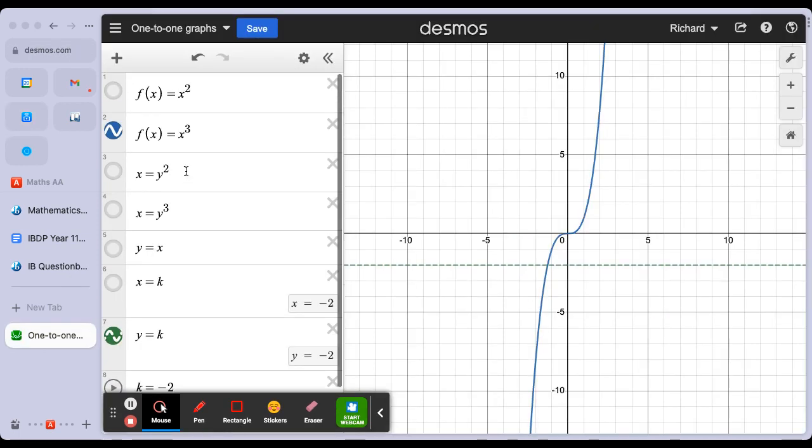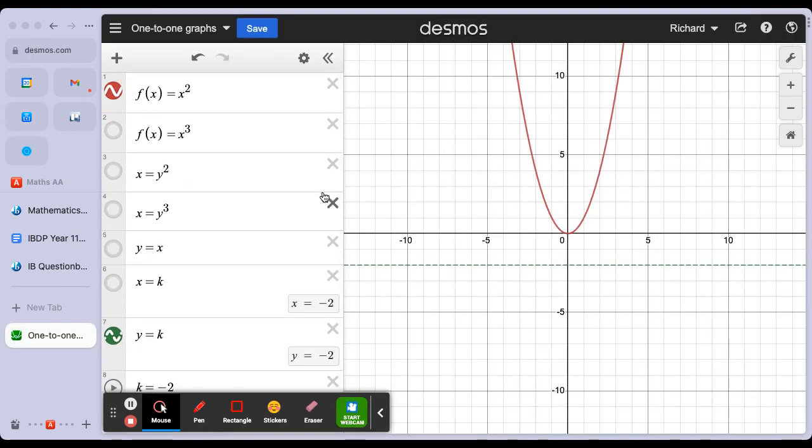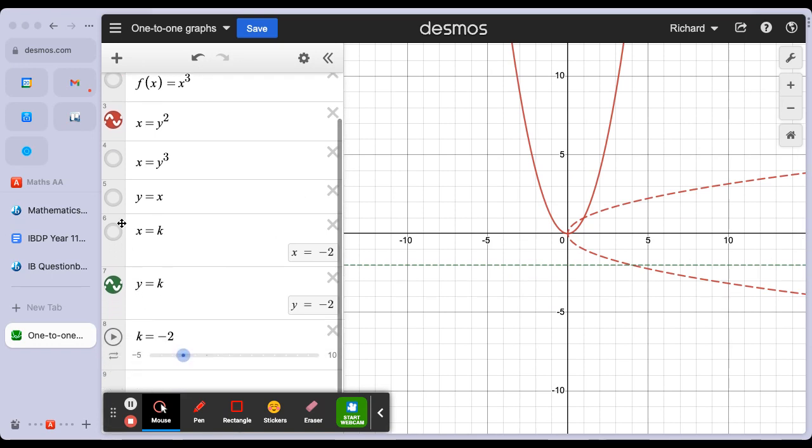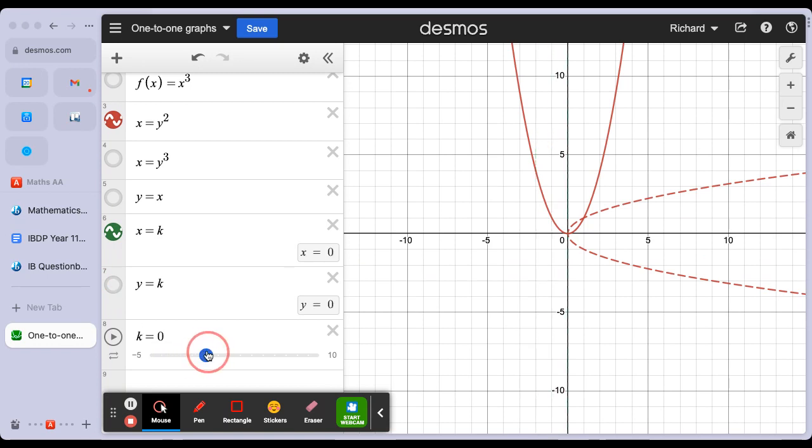So if I look at f of x equals x squared here, and now look at its inverse, and don't worry about how I worked it out, we'll look at it in a second, but it might make sense to you anyway. We can see that its inverse, although it exists, is not a function. It's a relation. So the inverse exists, strictly speaking, but the inverse function does not exist because it fails the vertical line test. If I pop this on, we can see that the dotted line, the inverse, fails the vertical line test.